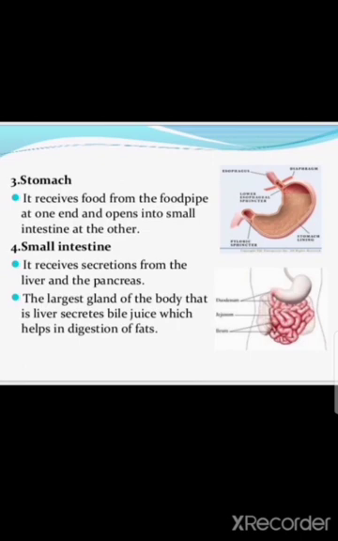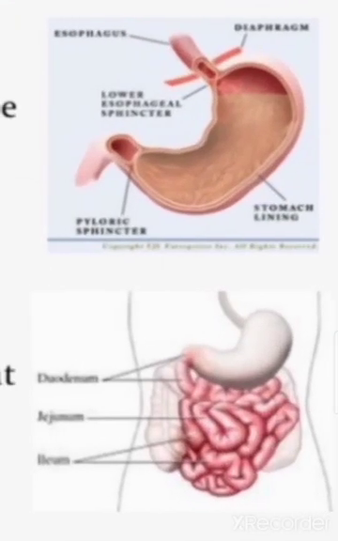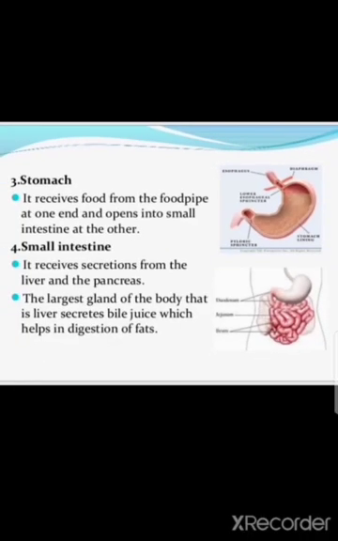So the stomach receives the food from the food pipe at this end on the top, and then it opens into the small intestine at the other. Now in the small intestine, it receives secretions from the liver and the pancreas. The largest gland of the body, that is the liver, secretes the bile juice which helps in digestion of fats.